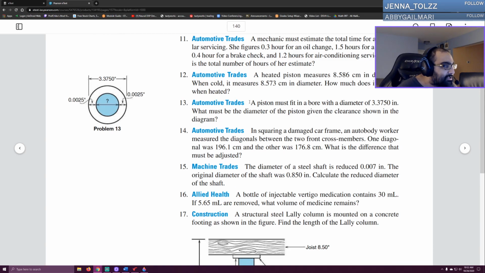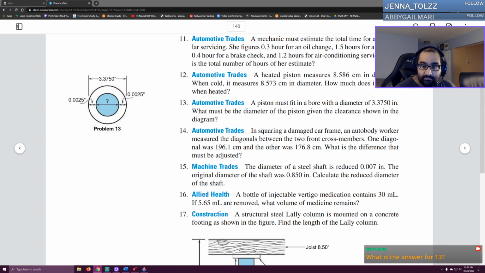Number 13: a piston must fit in a bore with a diameter of 3.375 inches. What must the diameter of the piston be, given the clearance shown in the diagram? Here's the bore. The bore is 3.375 inches. We want to be sure that the piston can fit within that bore given the tolerancing of the clearance in this particular instance. Can anybody give me an answer for this?